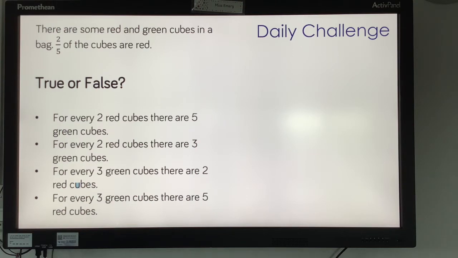So there are some red and green cubes in a bag. 2/5 of the cubes are red. See if you can work out which one's true.